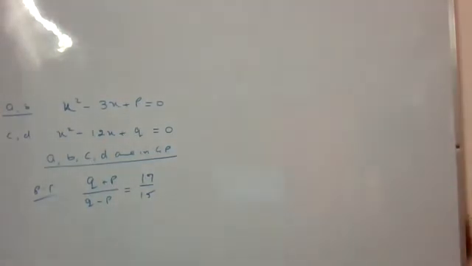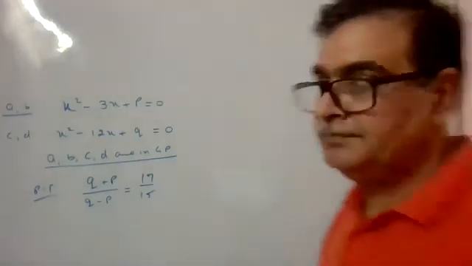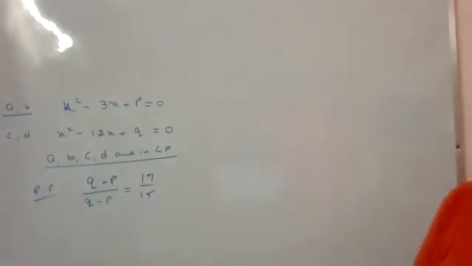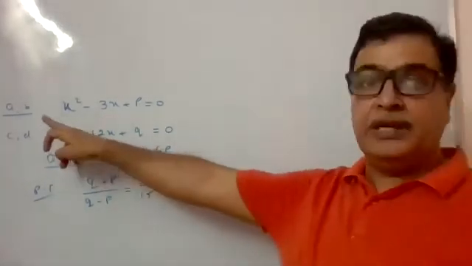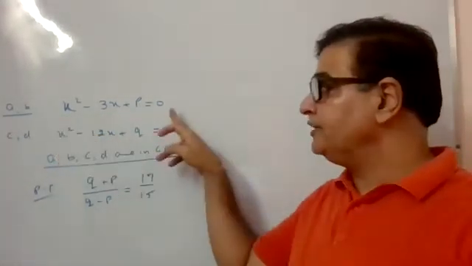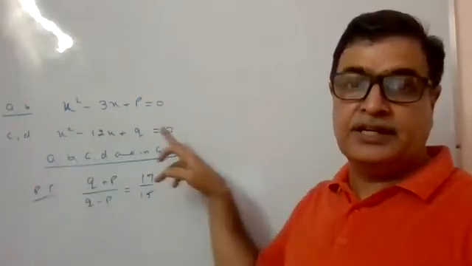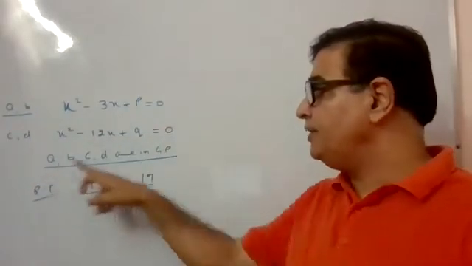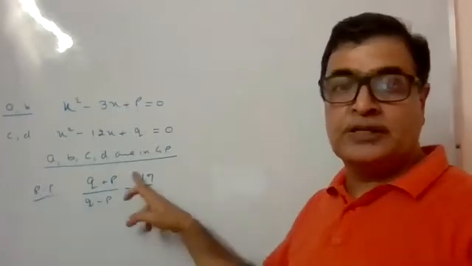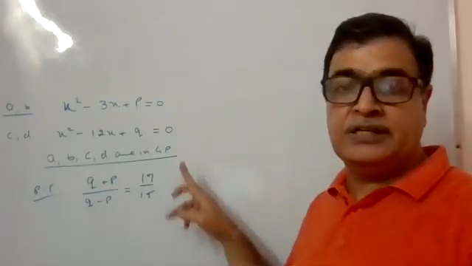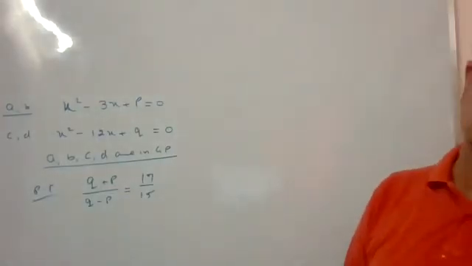This is direct, you can close it. a and b are the roots of this equation. c and d are the roots of this equation. a, b, c, d are in GP. Then you have to prove (q plus p) by (q minus p) is 17 by 15, is the question.